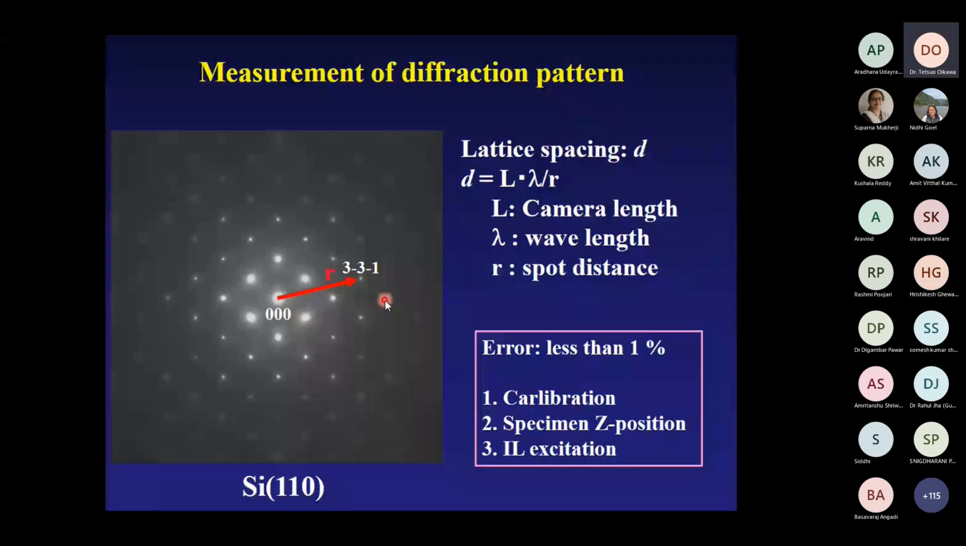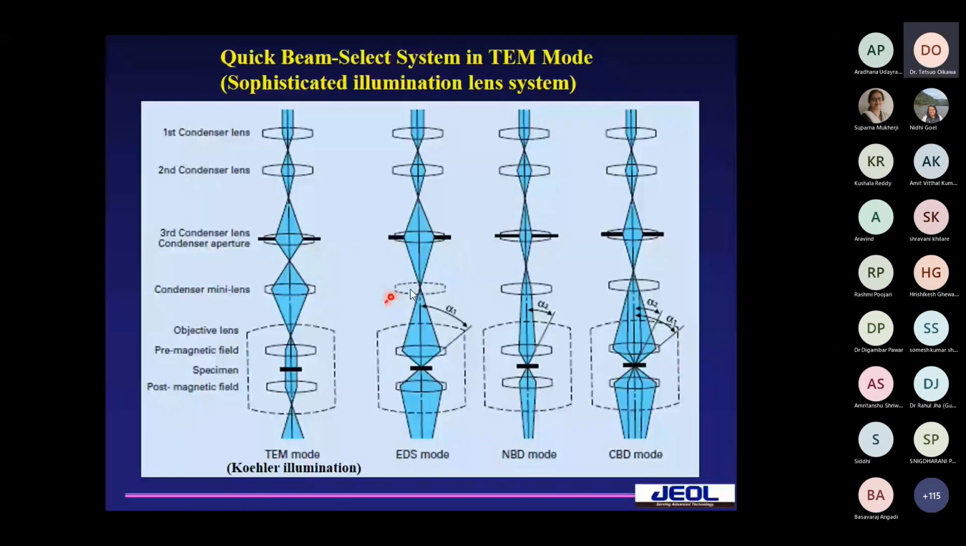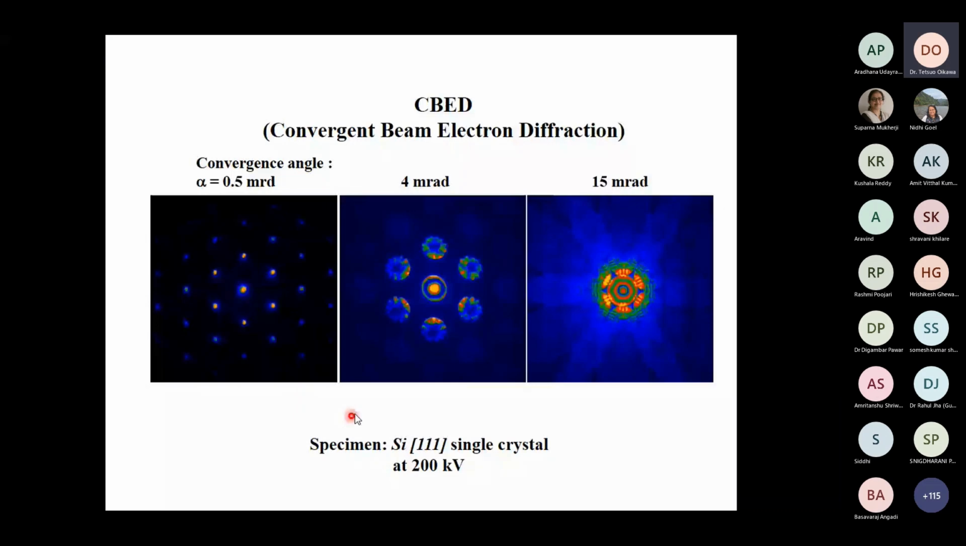Okay. And also the condenser lens combined makes a small probe and simultaneously a big convergence angle. We can make a convergent beam diffraction like this. This is a convergent beam diffraction pattern example from silicon 111 orientation. Left hand is almost parallel. The convergence angle is very small, 0.5 milliradian. We can observe something similar to selected area diffraction.